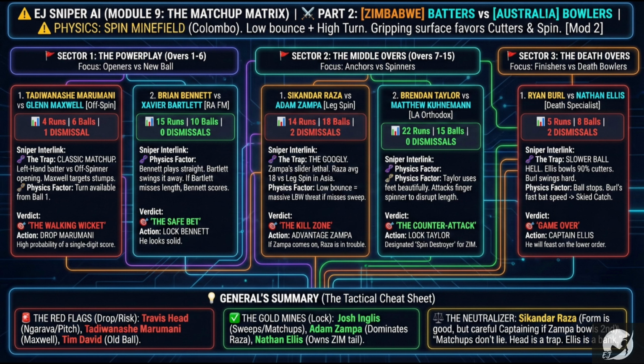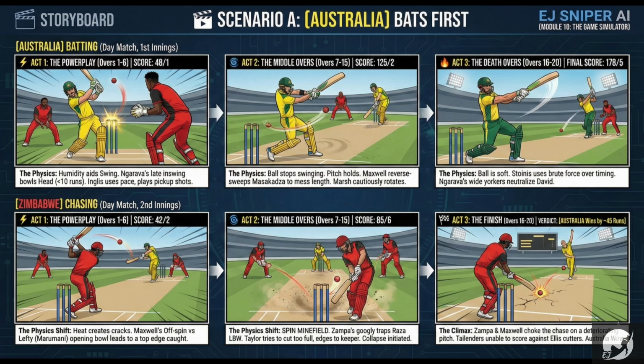You have the data. Now, let's enter the war room and simulate the game scenarios. Sniper. Initiate Scenario Alpha. This is the most likely timeline. Australia bats first. Act 1. The setup. Watch the power play.